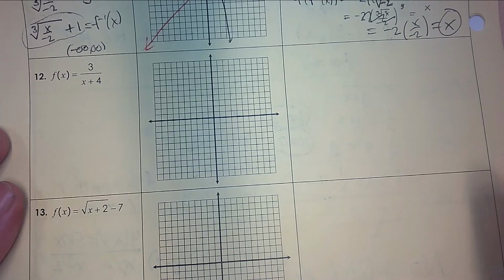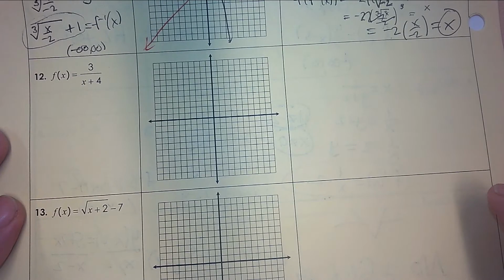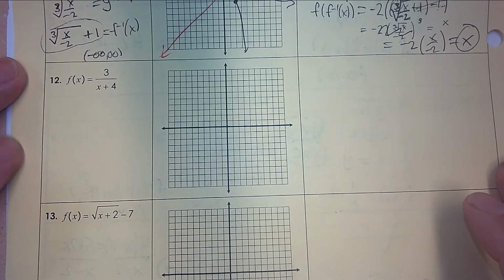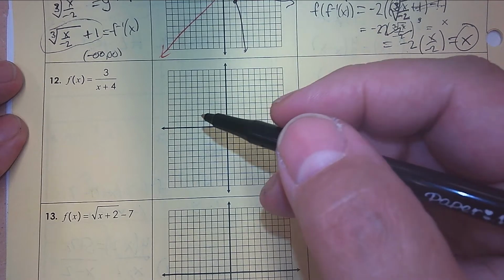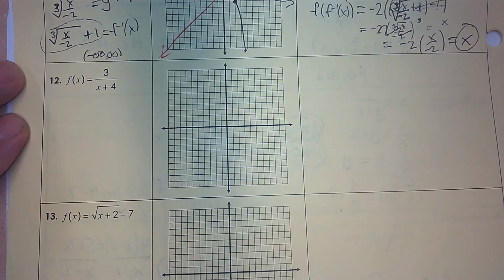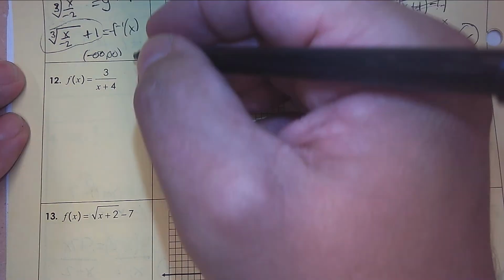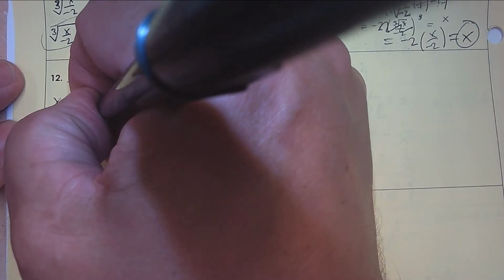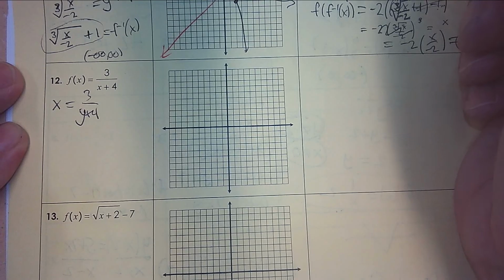Now I'm going to tell you that when you graph rationals and the inverse of a rational, it is looking messy on the graph because there's lots of asymptotes and curves going on here. Okay. I can still do this. X equals 3 over y plus 4. I'm going to do the reciprocal.